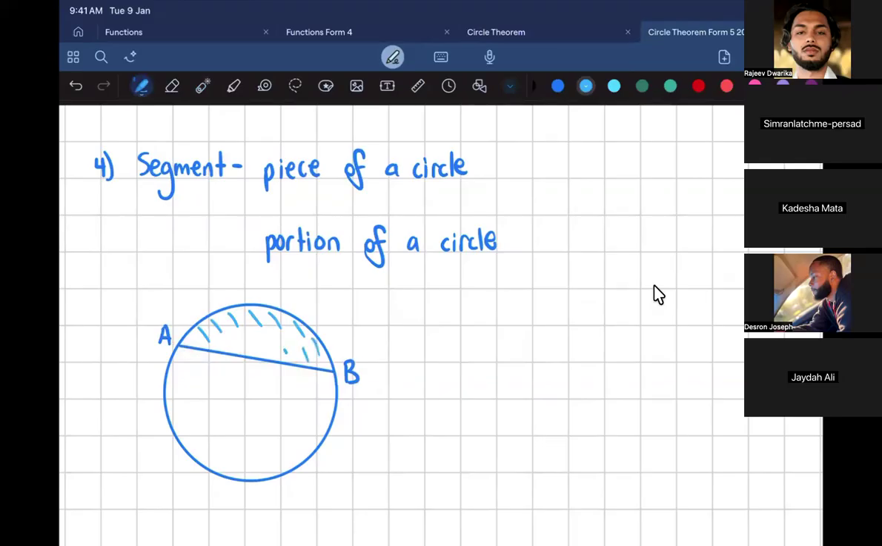We're going to use words like major and minor. Which one sounds bigger, major or minor? Major. Yeah, major sounds bigger. So you see this segment here, we call this segment the minor segment because it's smaller. See, minor segment.